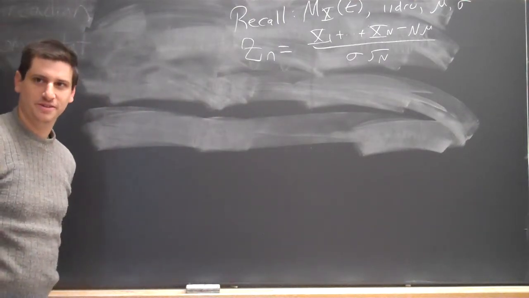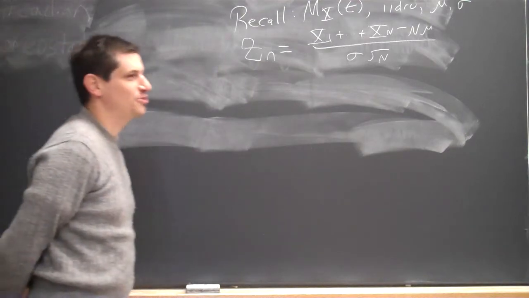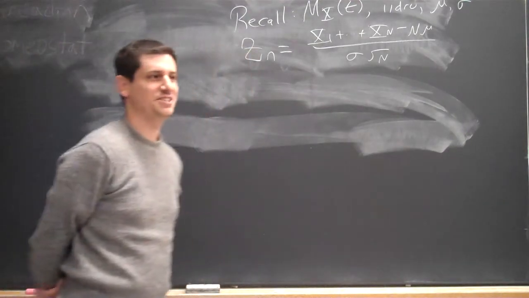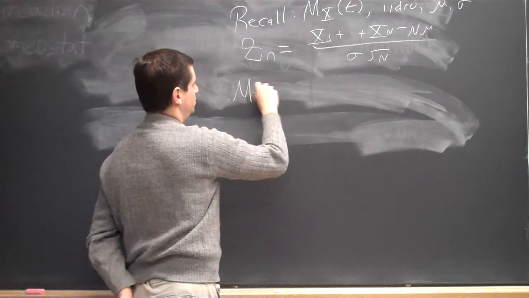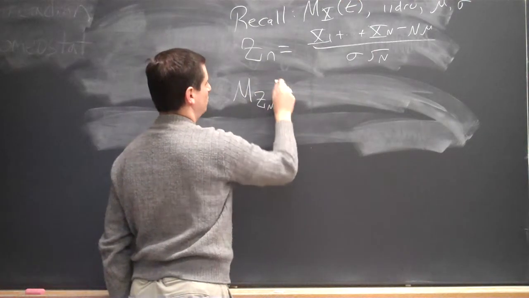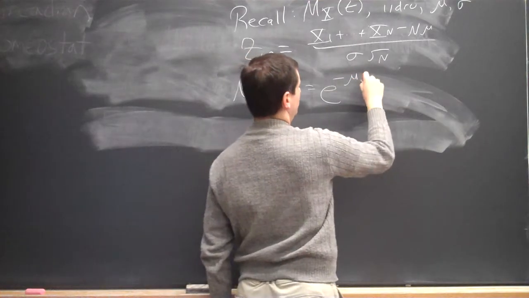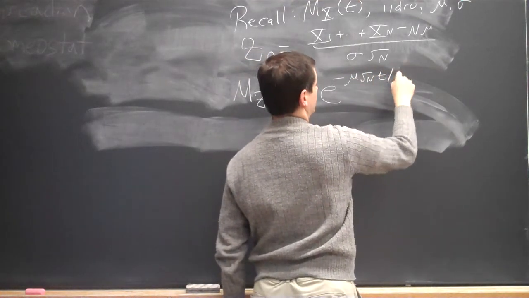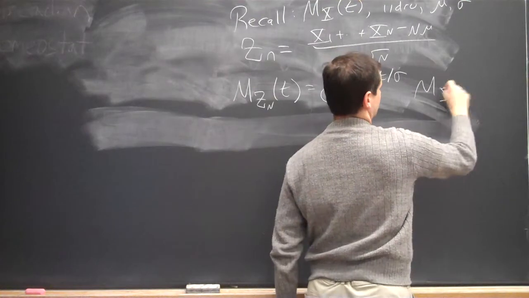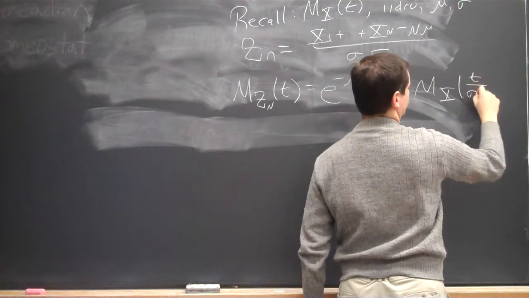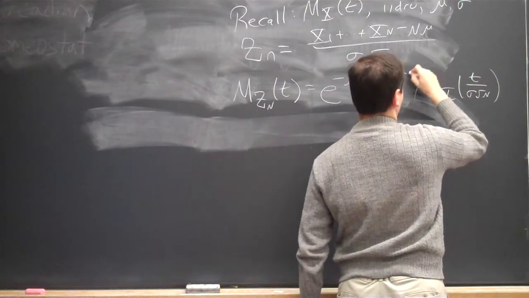It's recording? Yes. Okay, it's recording. And unfortunately, I can't just look at the video for what we had last time. But this is the formula you're supposed to remember, so we don't have to go back to the beginning. It was, I think, e to the negative mu square root of n t over sigma, times M_X of t over sigma root n, to the nth power.